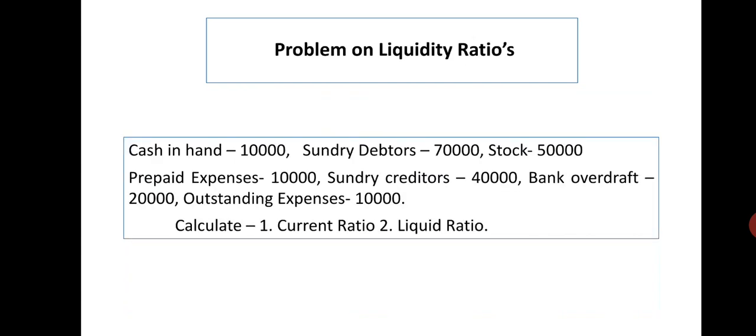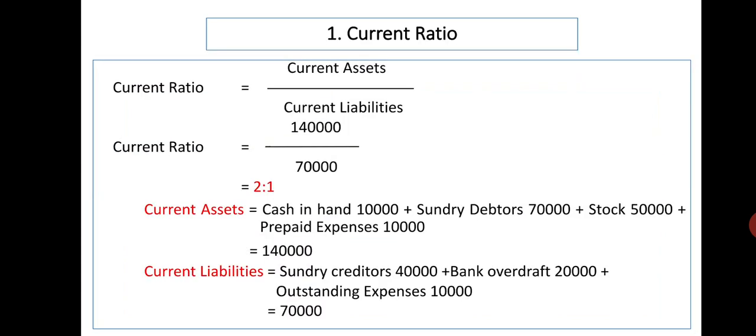Now let's take one problem on it. Cash in hand is 10,000, sundry debtors 70,000, stock 50,000, prepaid expenses 10,000, sundry creditors 40,000, bank overdraft 20,000, outstanding expenses 10,000. Now with this information, calculate current ratio and liquid ratio. Now calculation of current ratio. What is the formula for calculation of current ratio? Current assets divided by current liabilities.